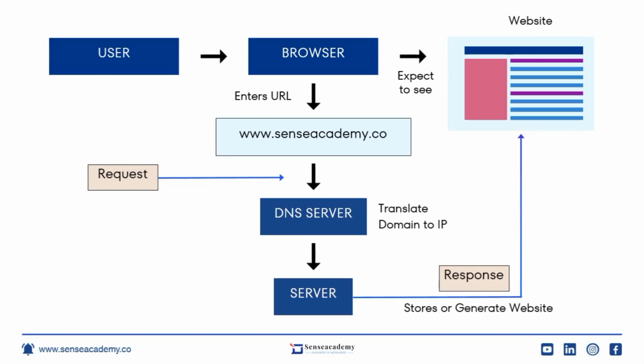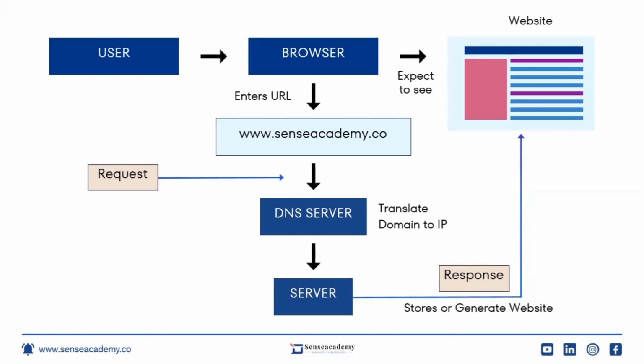The browser needs to find the actual address, the IP address of the website on the internet. The DNS server helps translate the human-readable website name into a computer-readable IP address. Once the browser knows the website IP address, it sends a request to the server where the website is hosted, saying, I would like to see your content, please. It's similar to asking a store clerk to show you their product.